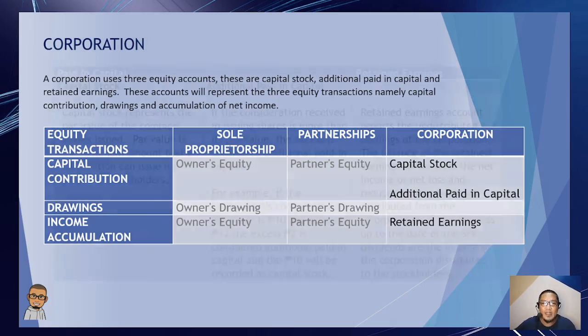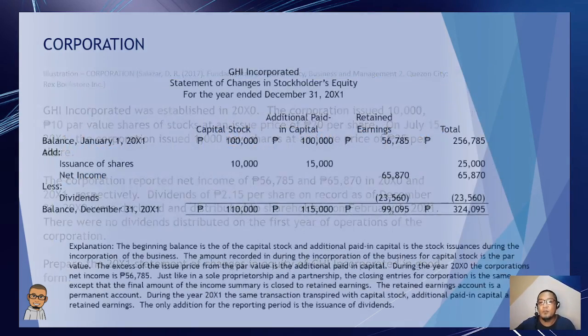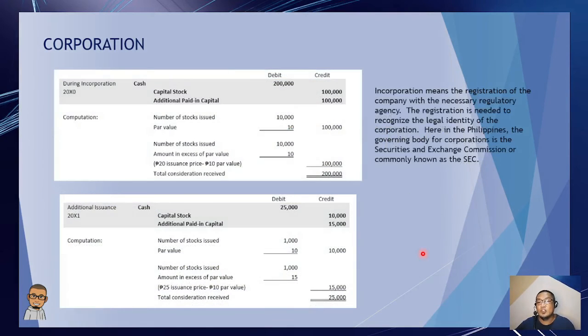Okay, so tuloy natin. Now, nung July 2021, nagkaroon ka ng additional issuance. So, additional issuance mo 25 pesos. Kuhanin mo muna yung par value para makuha mo yung capital stock. Kuhanin mo yung excess amount in excess of par value para makuha mo yung additional paid-in capital. Tapos i-record mo si cash amount.